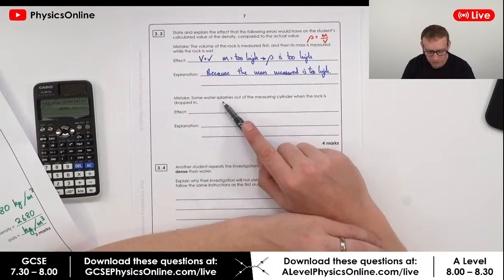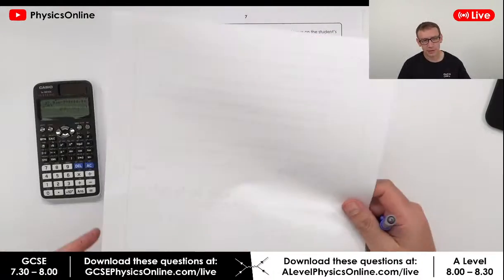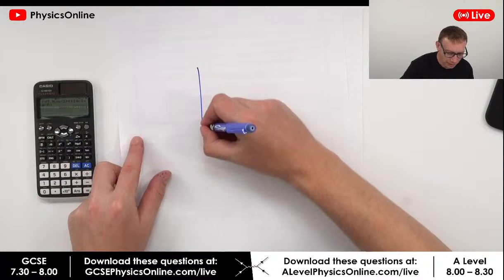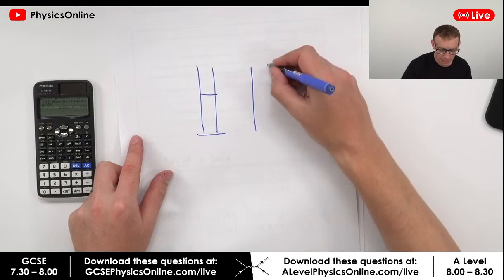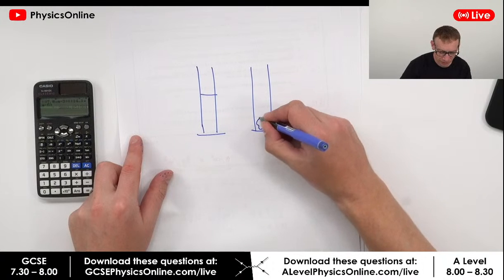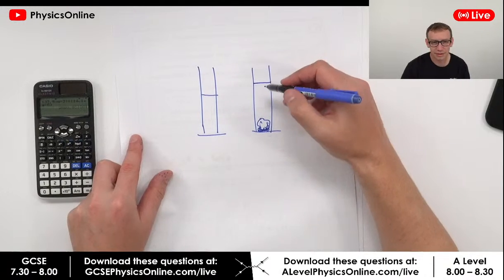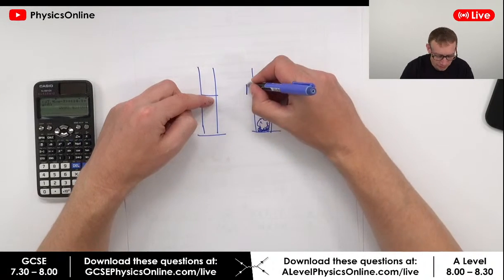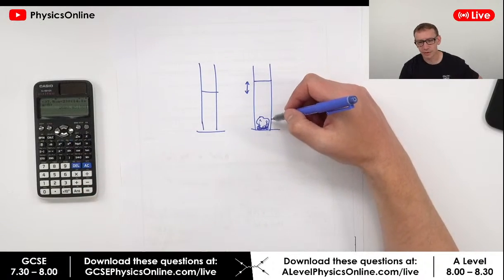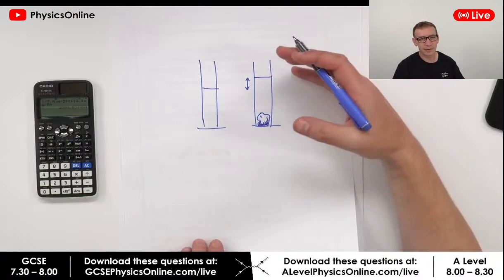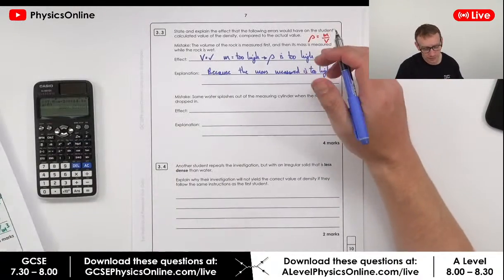Now, if some water splashes out of the measuring cylinder when the rock is dropped in, and for this approach they didn't use a Eureka can. What they did was they had a measuring cylinder with some water in it. They then dropped the rock in, and it's going to sink down to the bottom. That means the reading goes up by a certain amount, and the increase in volume is equal to the volume of that rock. So this is a way that you can measure the volume without using a Eureka can.